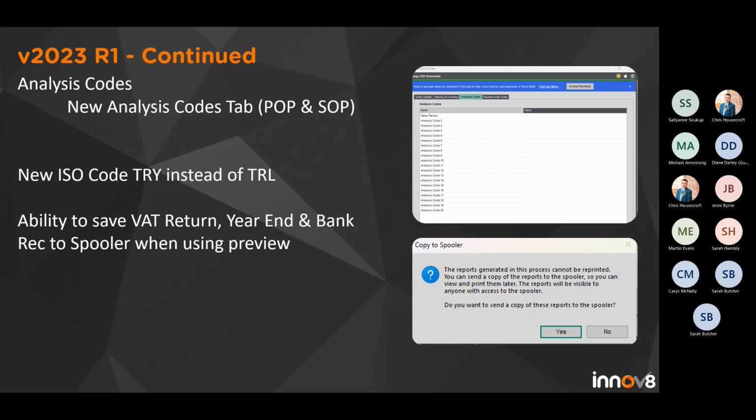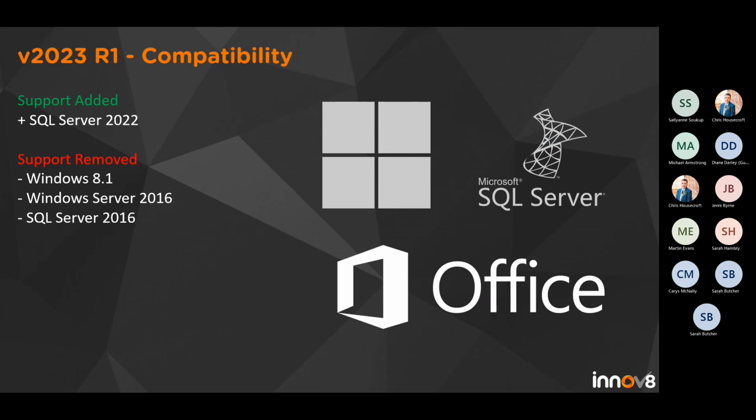In addition then to the features that we've got in 2023 R1, we have got some compatibility changes again. So support for Windows 8.1 has been removed with this latest version, meaning that effectively we've got Windows 10 and Windows 11 support there now. Windows Server 2016 has been removed. Again, just meaning now that the two options for server are Server 2019 and 2022.